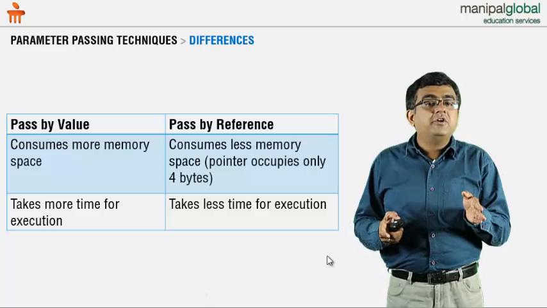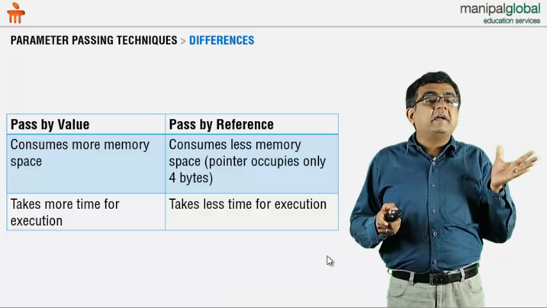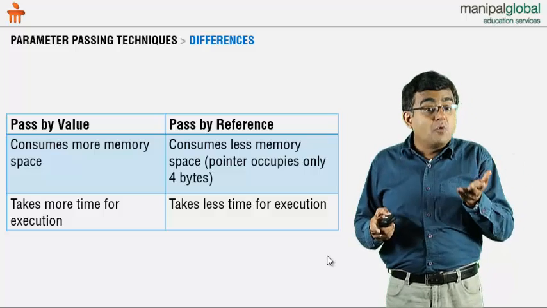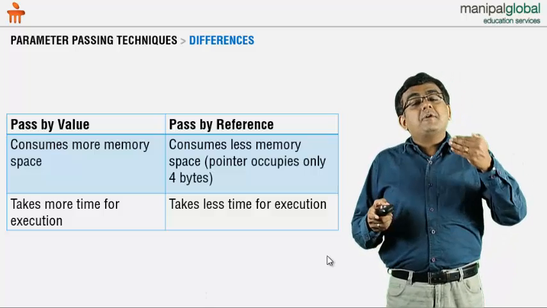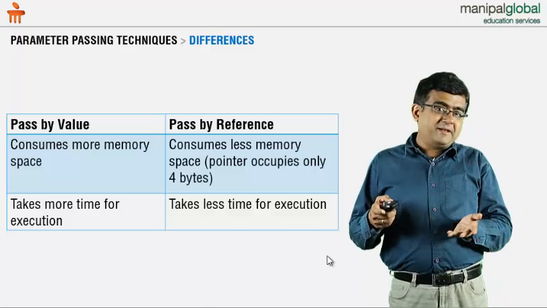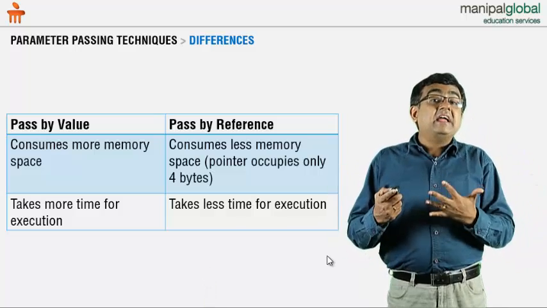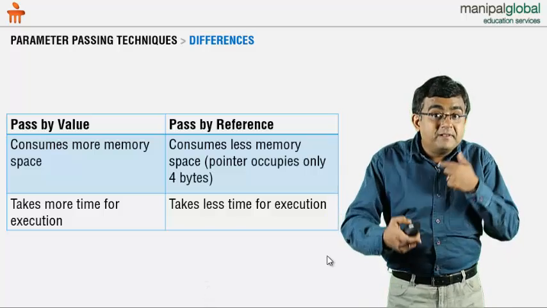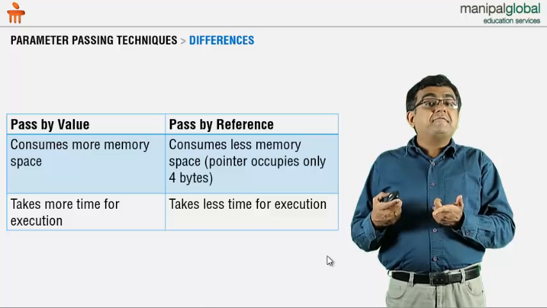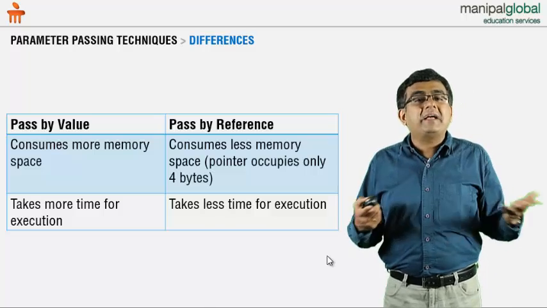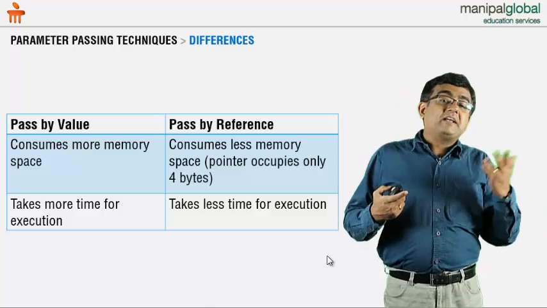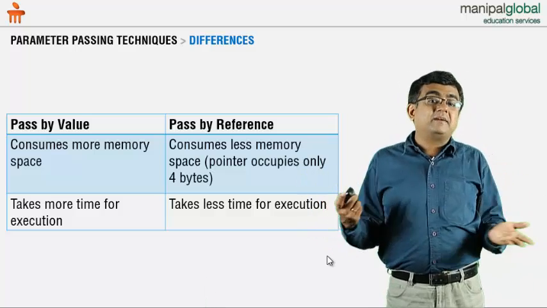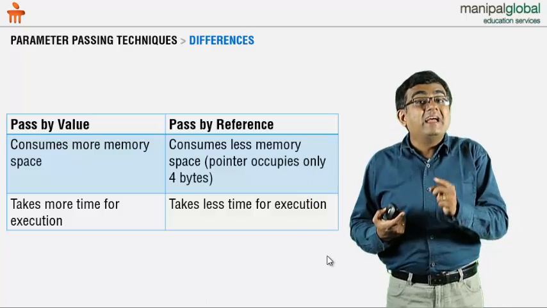That's a very important concept of pass by reference. Right. Now, a couple of key differences between pass by value and pass by reference. Pass by value consumes more memory space because every time you're passing a value and defining local variables, memory gets assigned. It takes more time for execution because new variables are getting assigned. Pass by reference consumes less memory because what you're passing is just the address, whereas in pass by value you might have variables of different data types, each with different addresses.